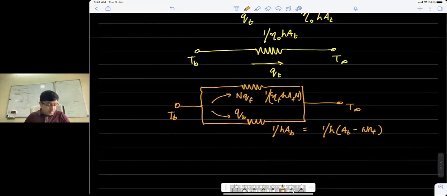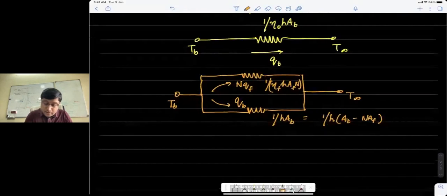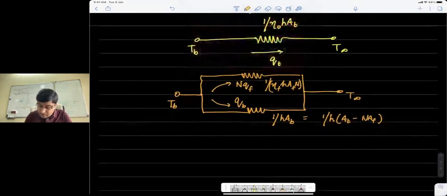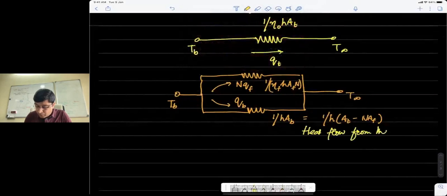So the second one is the resistance for what I'm calling the prime surface, or heat flow through the prime surface. This is heat flow from the prime surface, which is also the base. And the first one is essentially combining resistance from both conduction and convection into one quantity.